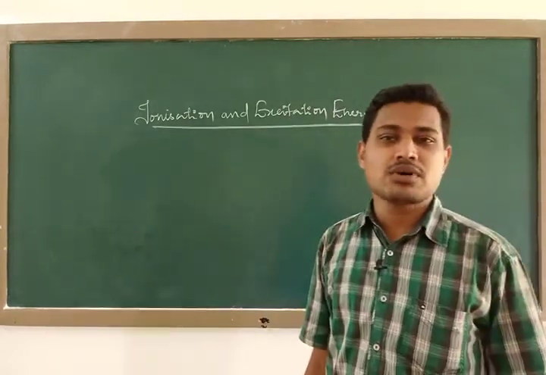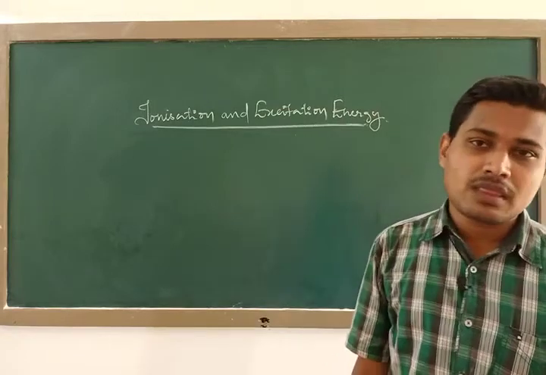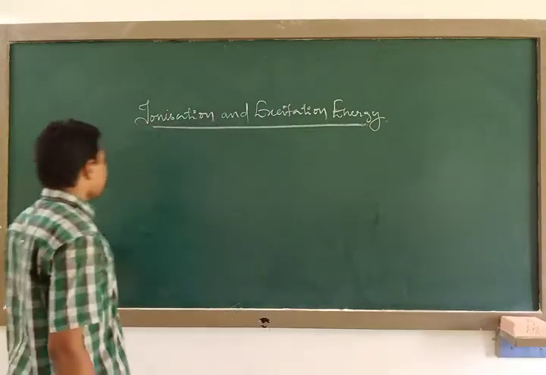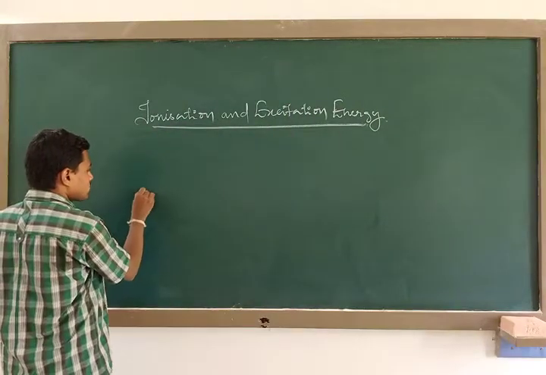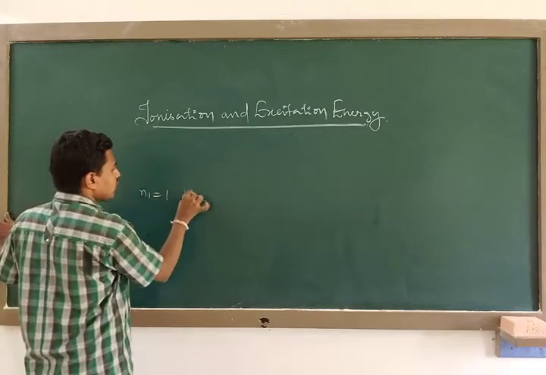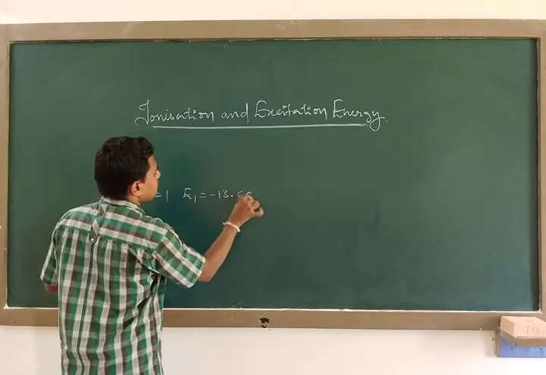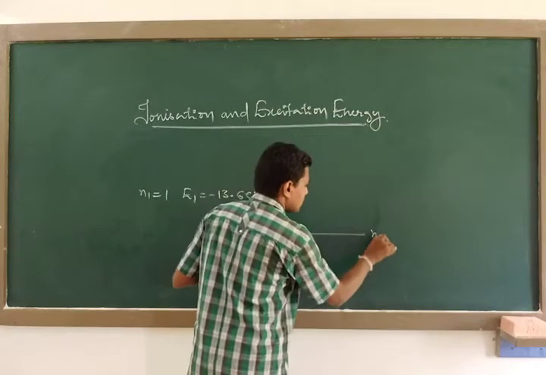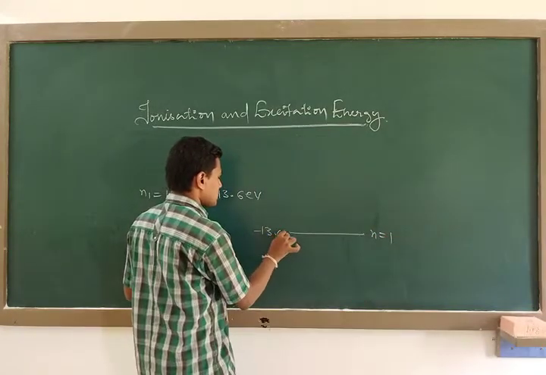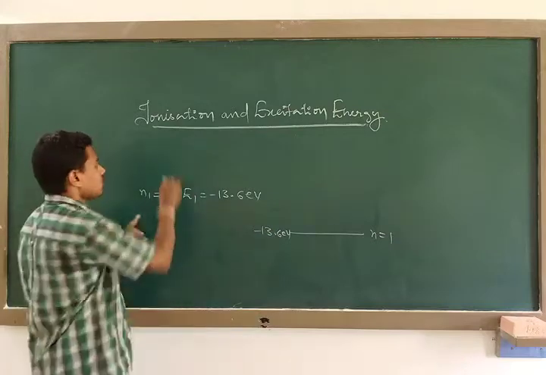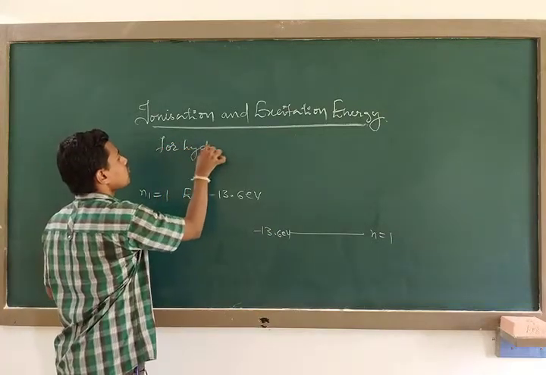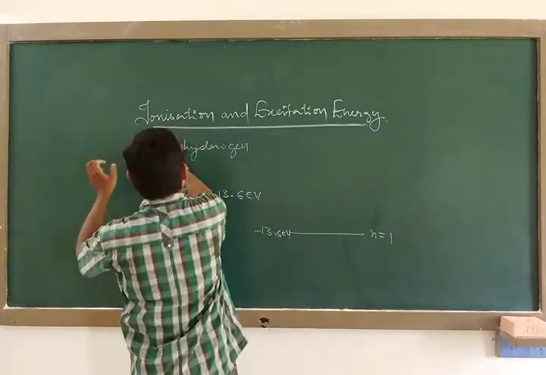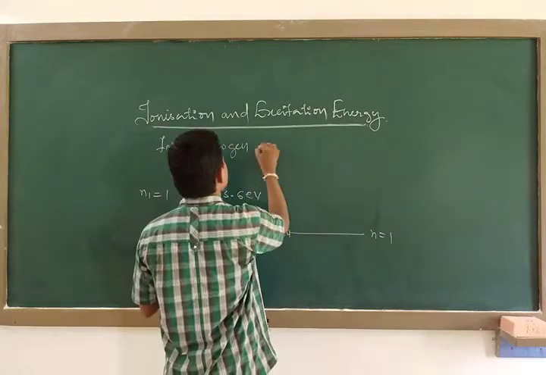If you express that in terms of electron volt, then it becomes the excitation potential. So now, for example, for the ground state of the hydrogen atom, n is equal to 1, the energy of the electron is minus 13.6 electron volt. For the hydrogen atom only I am discussing. So what is the excitation energy that I would require in order to transit the electron from the first orbit to the second orbit in the case of the hydrogen atom?